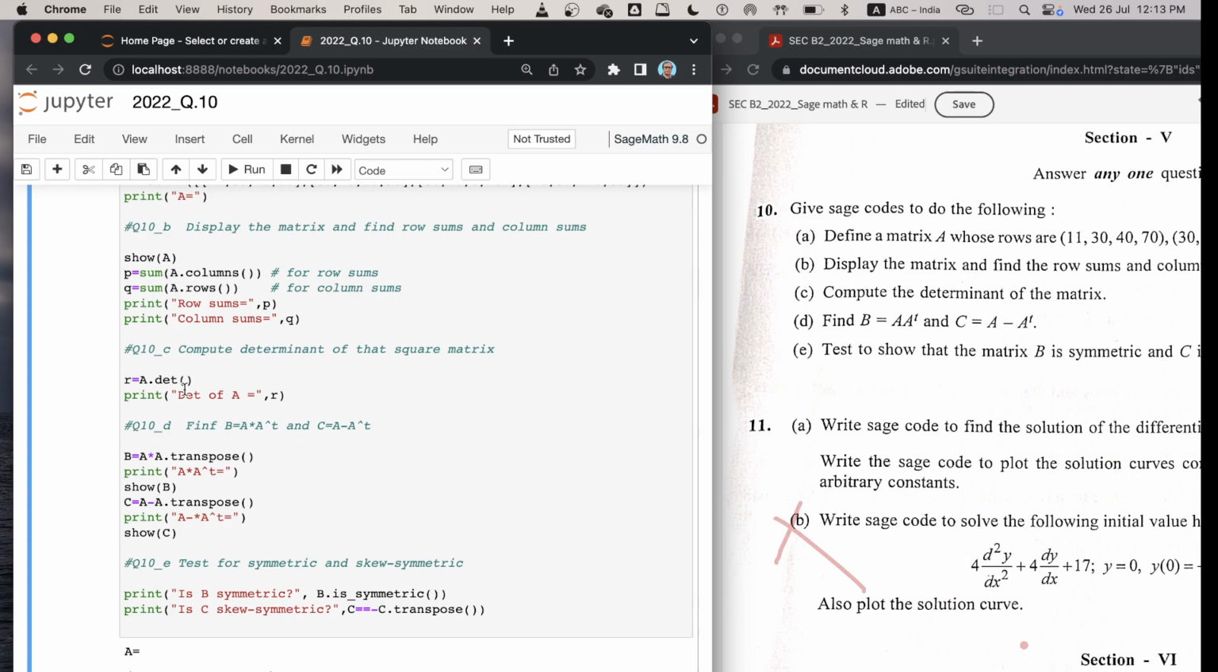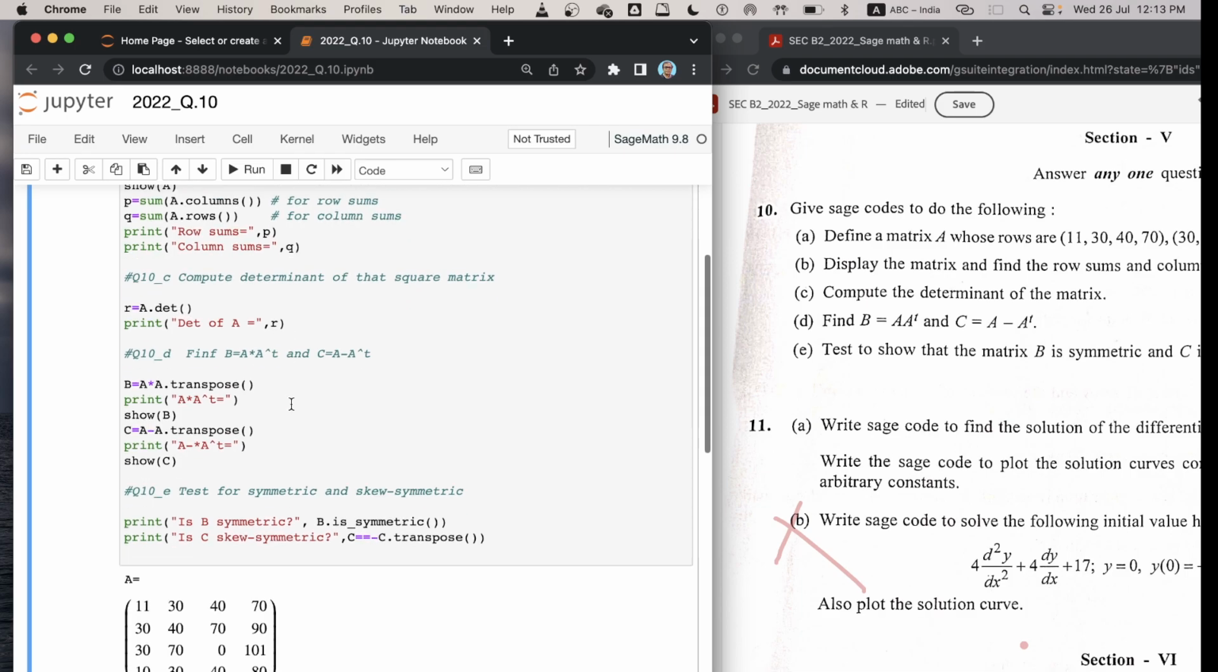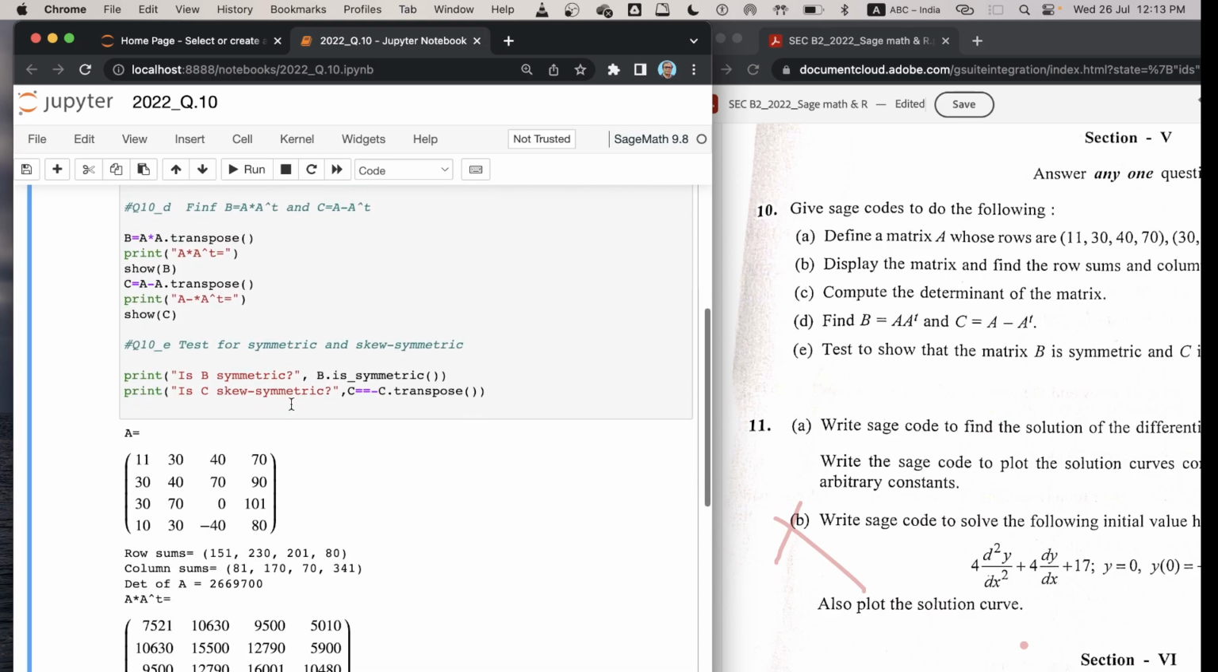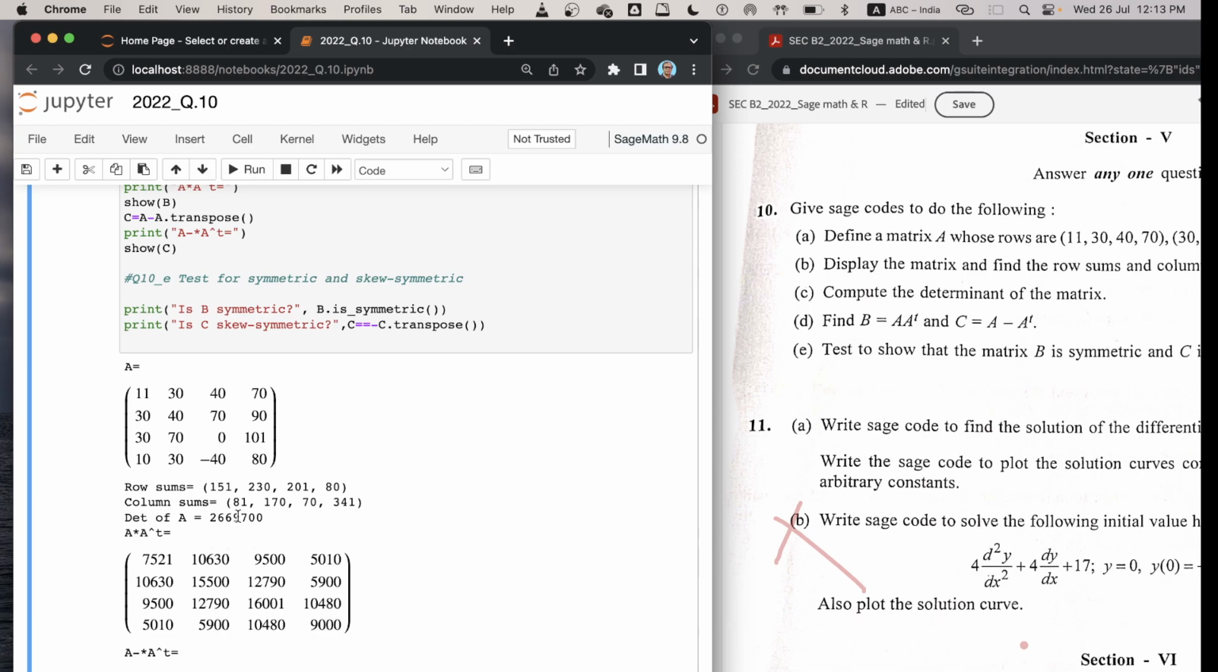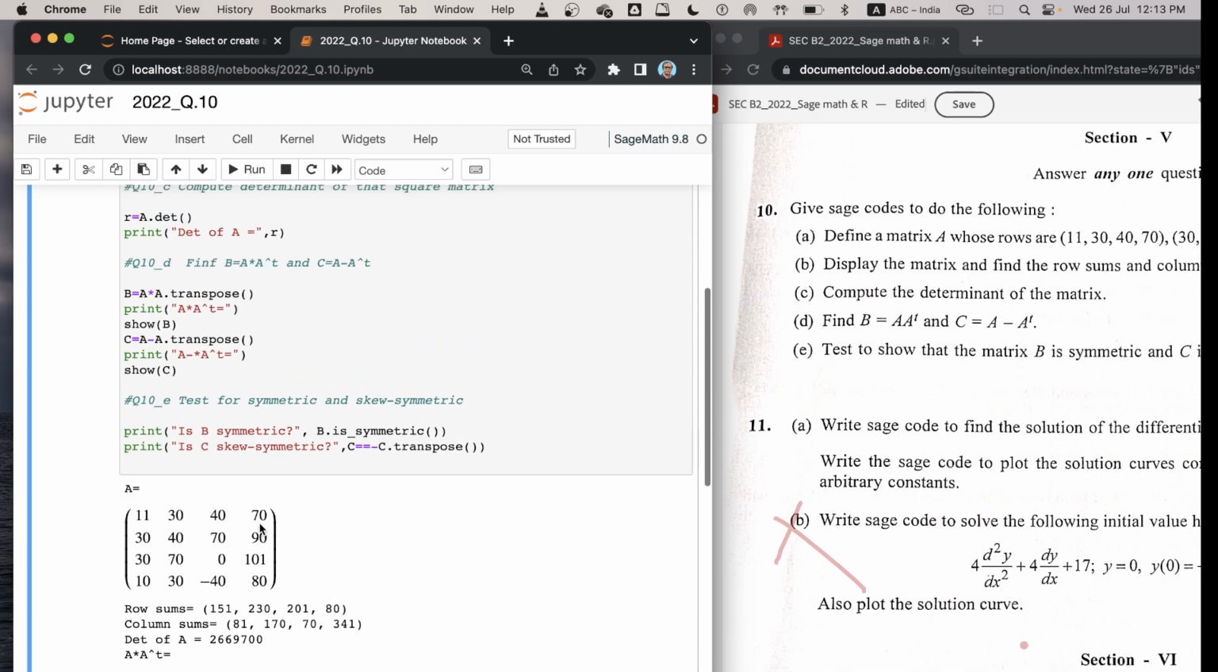Next, question 10C, compute the determinant. So this is a pre-built function, A dot det. R is the determinant value, A dot det. The output of this is the determinant of this matrix.